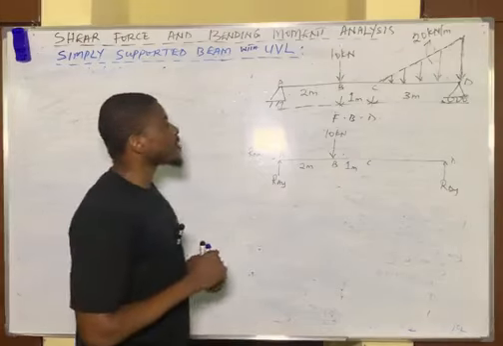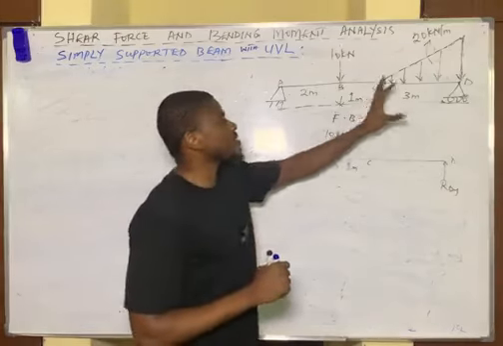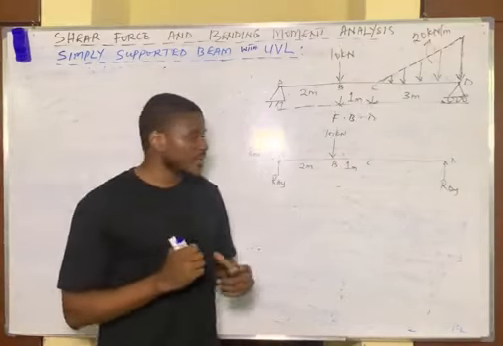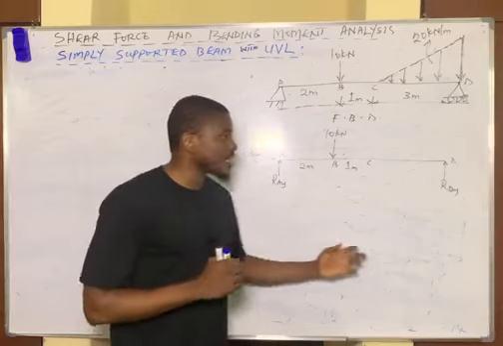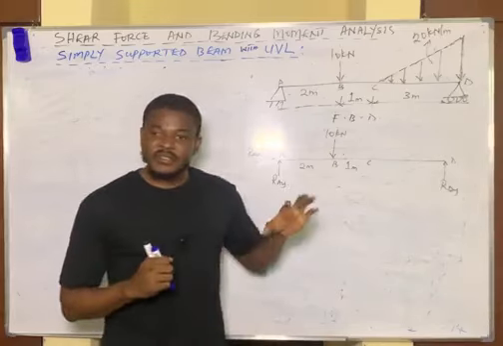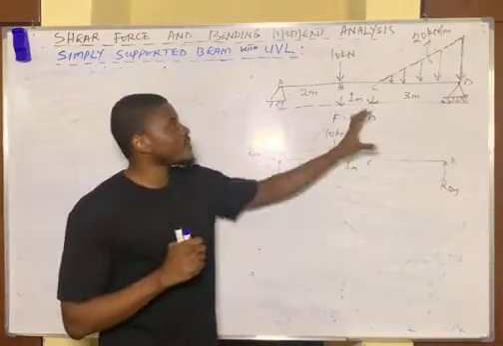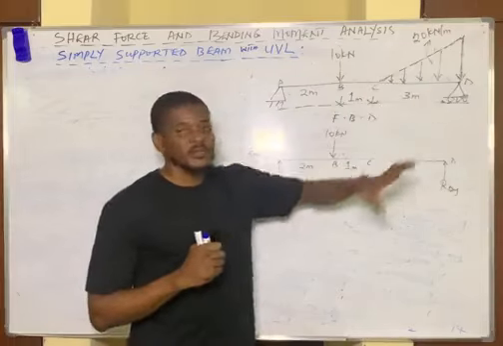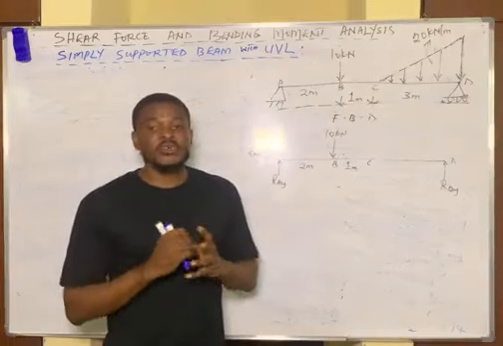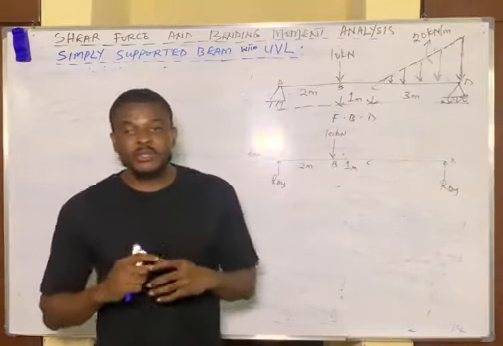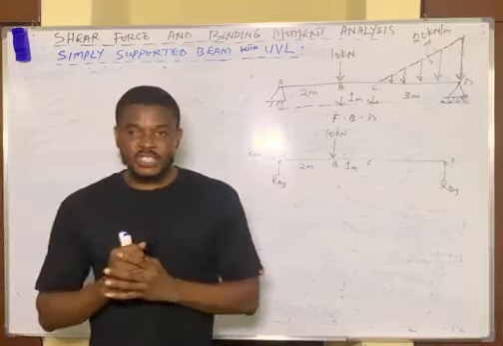Now we need to first of all convert the uniformly varying load to a point load. The reason why we are doing this is to be able to find the unknown reactions RAY and RDY in this diagram, so we can carry out our analysis. So the first task is to convert this UVL, which is uniformly varying load, into a point load. And to convert a uniformly varying load to a point load, simply take the area of the shape.